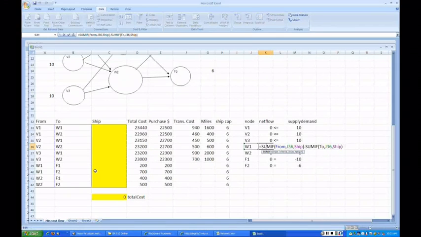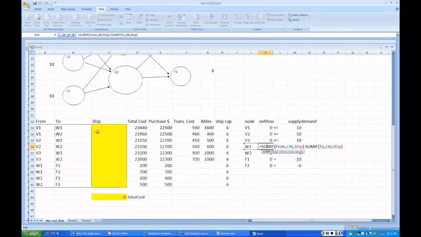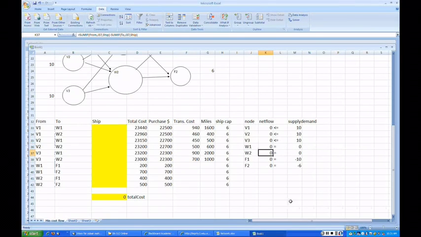This is going out. Now minus what is coming in. SUMIF, now come to the to list, that is W1 here, W1 here, W1 here. So take that from the to list, and for W1, W1, W1, look at the corresponding ship cells and add them up. So what comes in should go out: what comes in minus what goes out. So that is that command. Once you have that relationship, just copy the command down to all the cells.